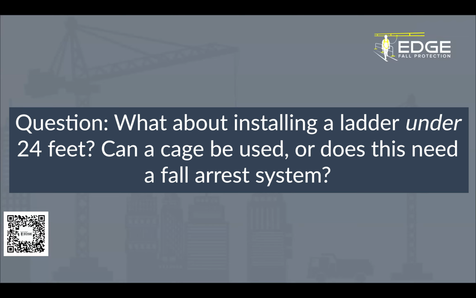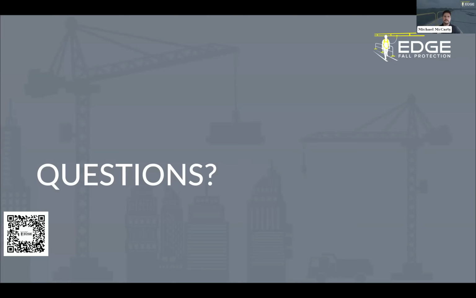Great. We got a question from Eric. What about installing a ladder under 24 feet? Can a cage be used, or does this need the fall arrest system? Any ladder over 24 feet needs a fall arrest system. A cage doesn't. You wouldn't want to put a cage on it either. Got it. All right, I think we got time for one more question here.